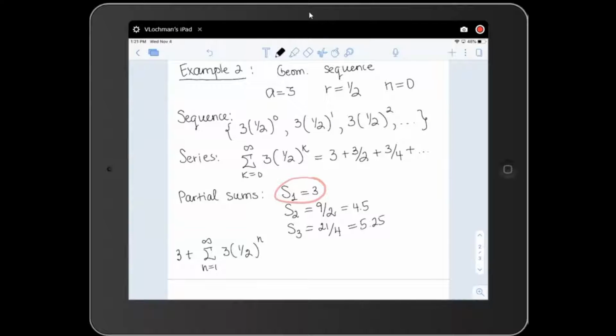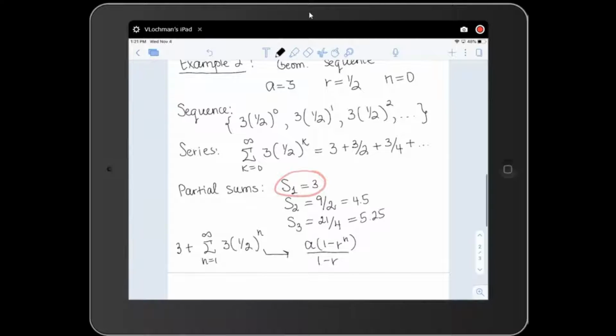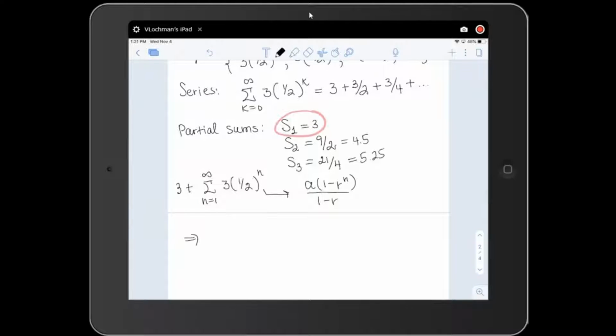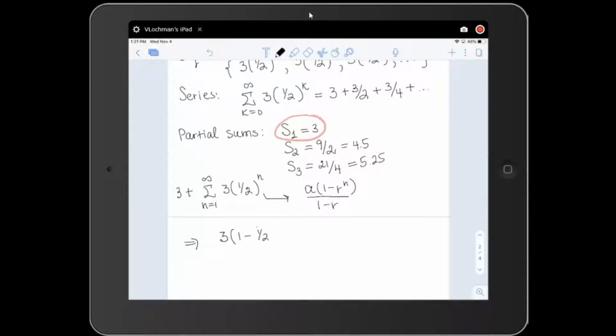Now we can actually see where this particular sum goes to. Where does that go to? Well, we have our formula a times 1 minus r to the n over 1 minus r. If we plug this in, we get 3 times 1 minus, what is r, so this is 1/2 to the n over 1 minus 1/2.